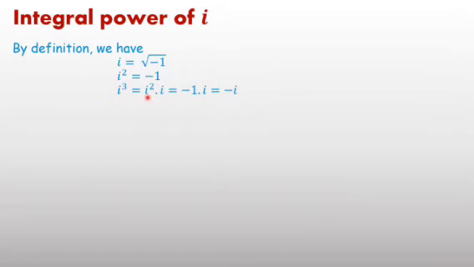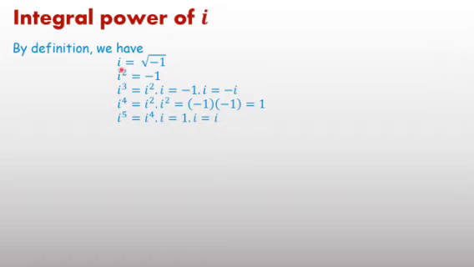Then for different powers of i, we have to find the values. Since as per the definition of i given by Euler, i equal to under root minus 1, then i square you can easily write as minus 1. i cube means i square into i, and the value of i square is minus 1, so minus 1 into i is minus i. Then i power 4 is i square into i square, equal to minus 1 into minus 1, which is 1.